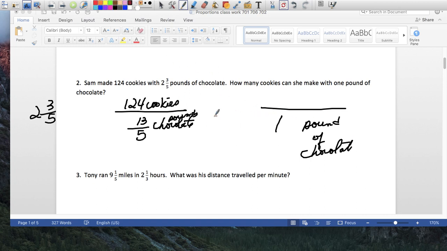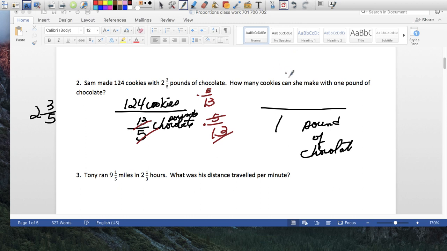I multiply this times 5 over 13, and this times 5 over 13. So this all simplifies to 1. That's how I get my 1 pound. And on top I multiply 124, so it's going to be 124 times 5, and then divided by 13. If you have a calculator, please go ahead and use it. 124 times 5 divided by 13.